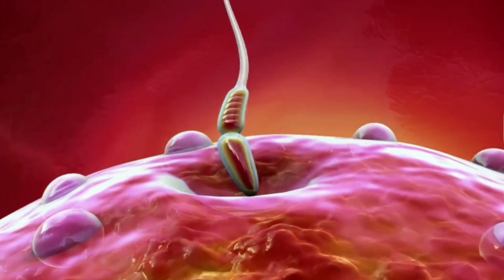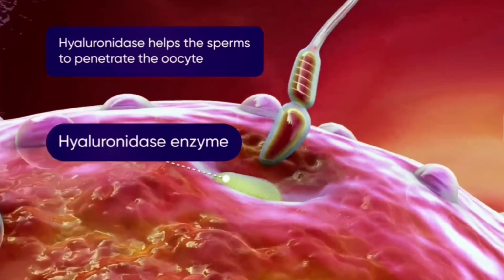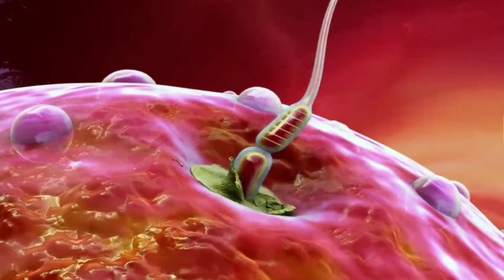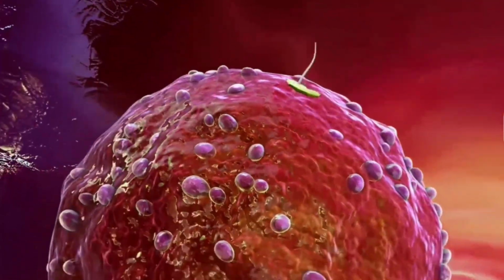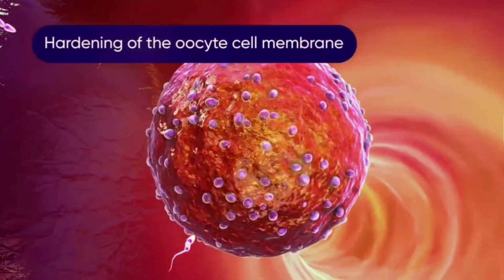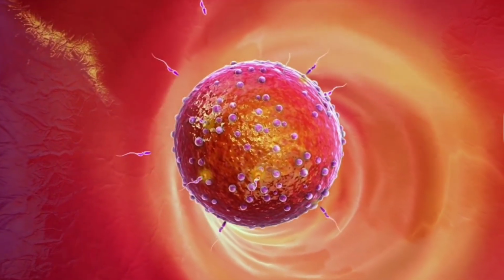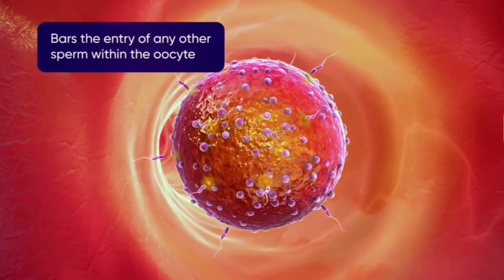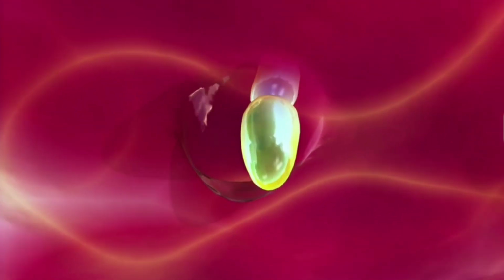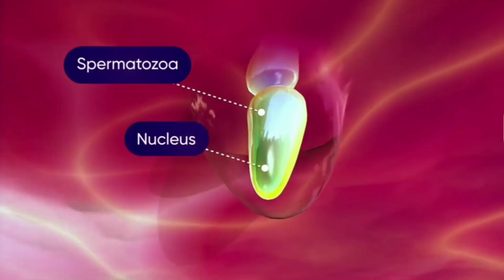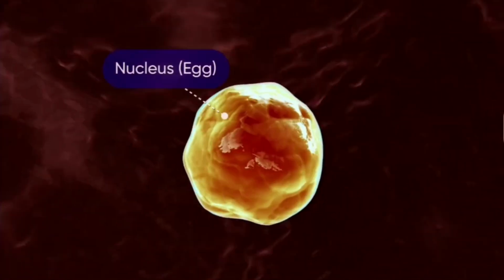The enzyme hyaluronidase helps the spermatozoon penetrate through the oocyte membrane. Once the body of the spermatozoon enters the oocyte, enzymatic reactions bring about a hardening of the oocyte cell membrane. This important step bars the entry of any other sperm within the oocyte. Now within this oocyte, we see the haploid nucleus of the spermatozoon along with the nucleus of the egg.